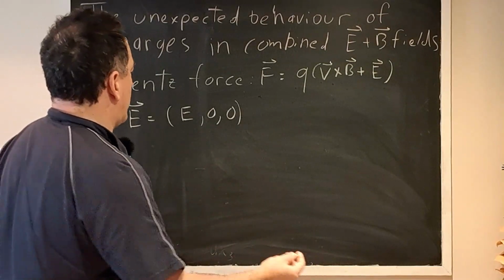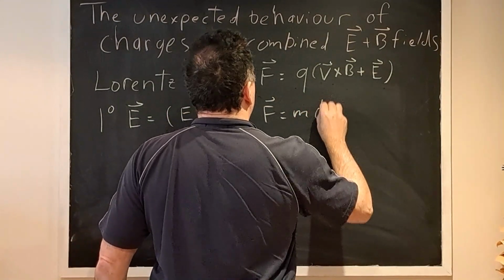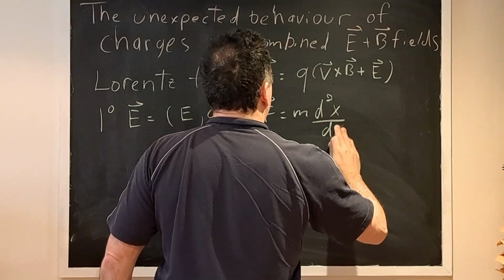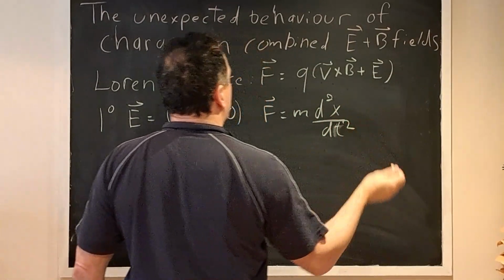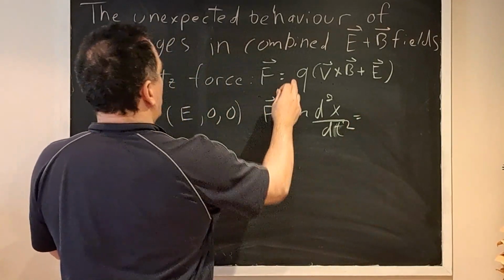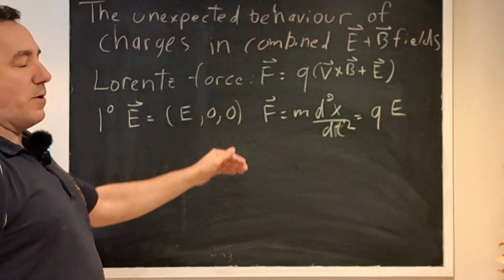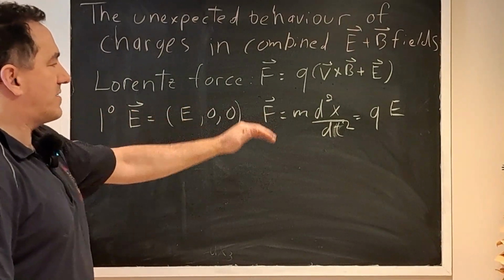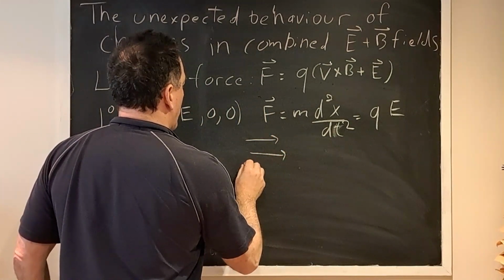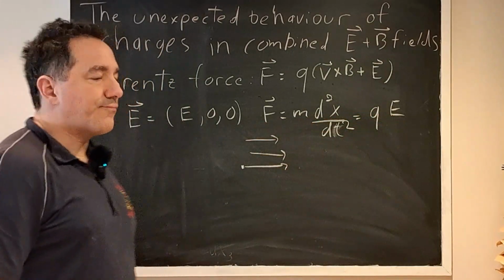Then we know that F equals m d²x/dt². Second derivative with respect to time equals, well, q times E, which means that the movement of this particle will be a movement in the x direction. So we have the electric field this way, and our charge q will accelerate this way with the uniform acceleration.